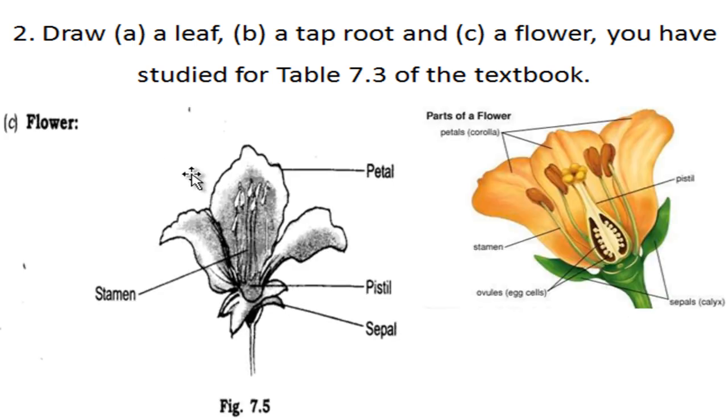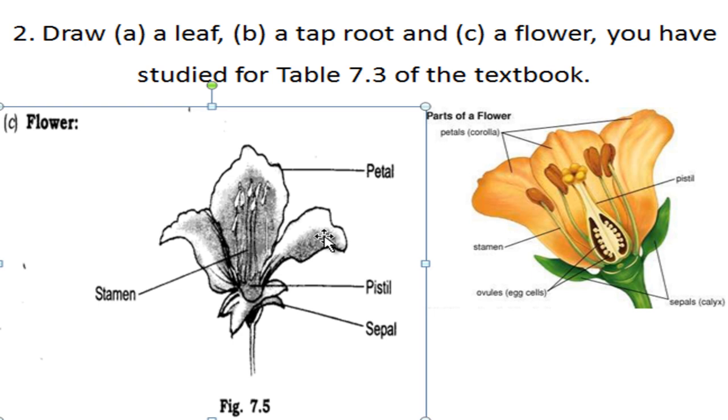Then you have to draw a diagram of a flower. See this figure. You have to label everything. That is, these are called the petals. The green part is called the sepal. This is called the pistil. And this whole tube-like structure is called the stamen. So you have to label the diagram of the flower.